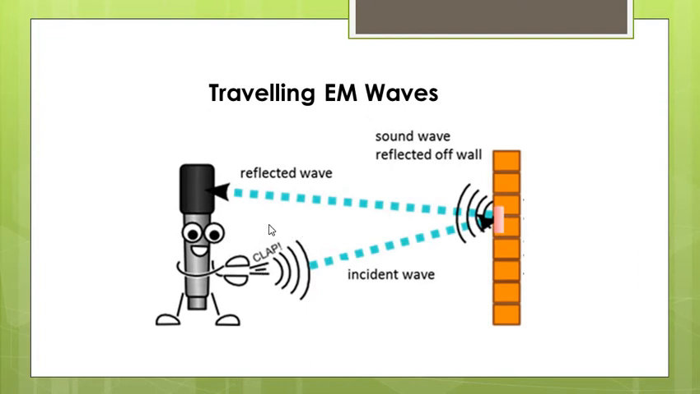So you can see some electromagnetic waves which are traveling. Suppose you are clapping from here. The wave passes, and whenever it encounters any obstacle in between, the wave is reflected back. So a traveling wave will have two components. One is the incident wave component, second is the reflected wave component.